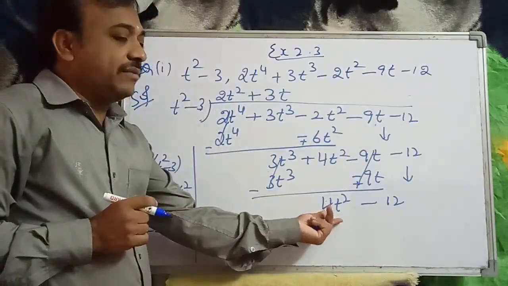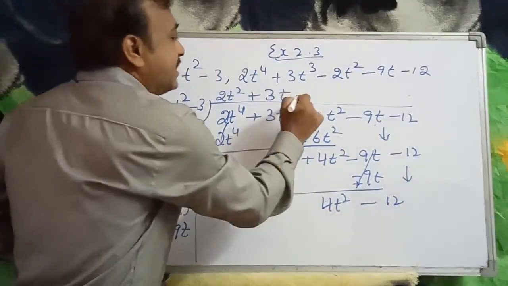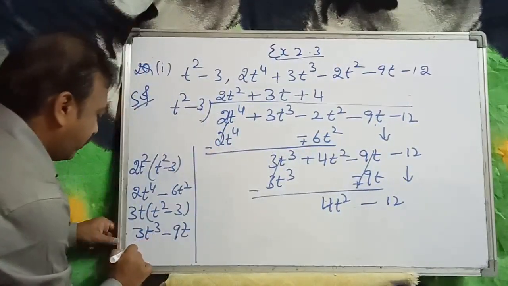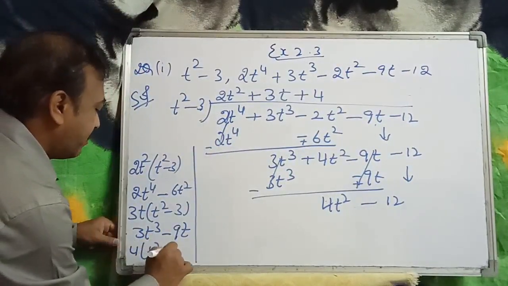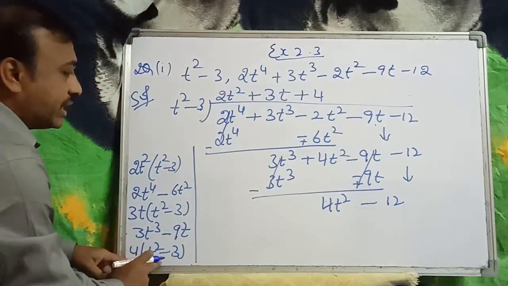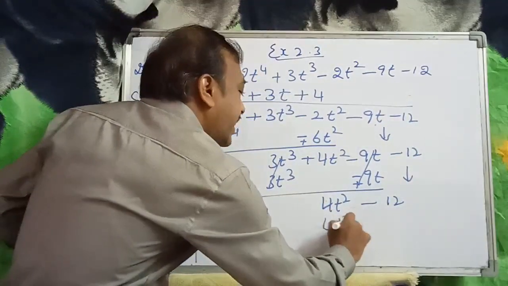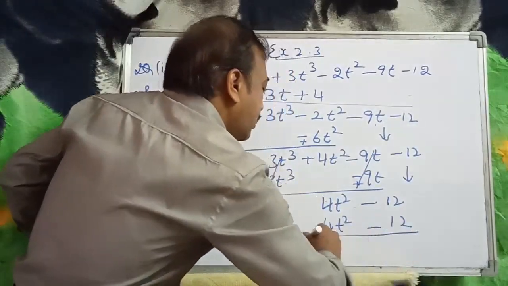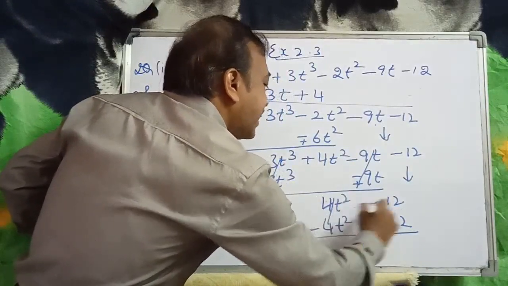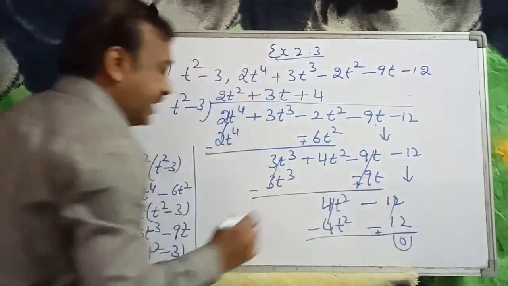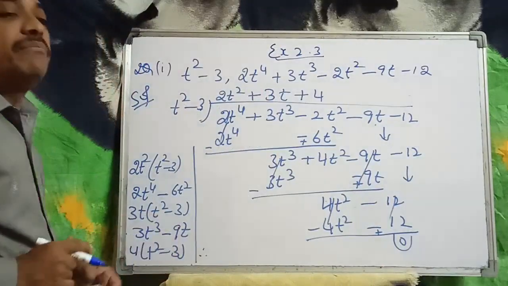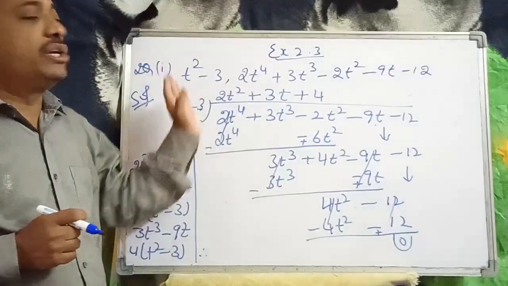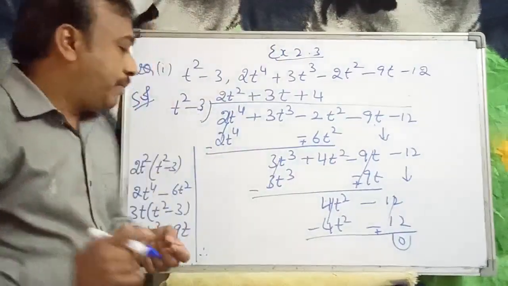Now we have the term 4t square, that sign is plus, so plus 4, and here we have t square minus 3. With 4 if you multiply t square minus 3, 4 into t square is 4t square, plus into minus, minus 4 3s are 12. This is minus, this is plus. Terms get cancelled. The remainder is 0. Therefore, if you get the remainder 0, then it is a factor. Which is a factor? The first polynomial is the factor of the second polynomial.